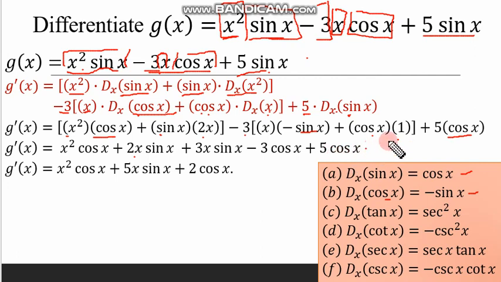Let's combine like terms. 2x sine x plus 3x sine x is 5x sine x, and negative 3 cosine x plus 5 cosine x is 2 cosine x. So x squared cosine x plus 5x sine x plus 2 cosine x is the derivative of our given function.